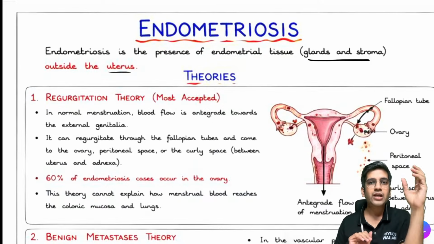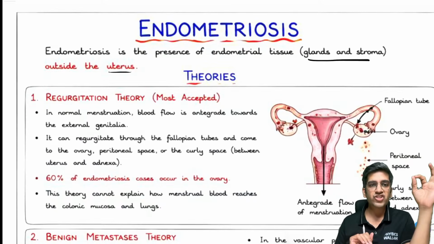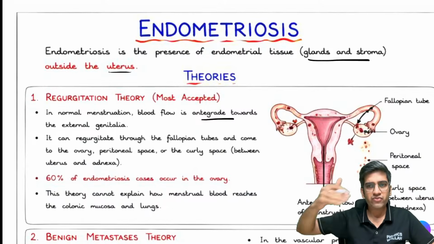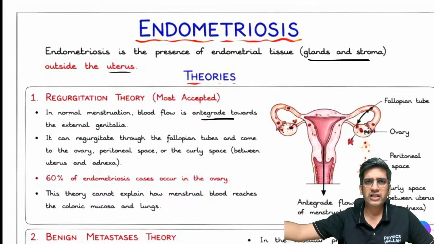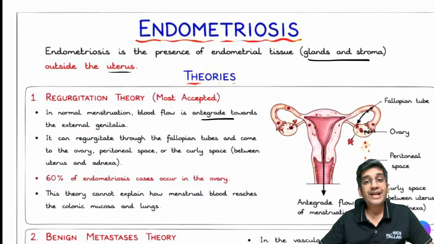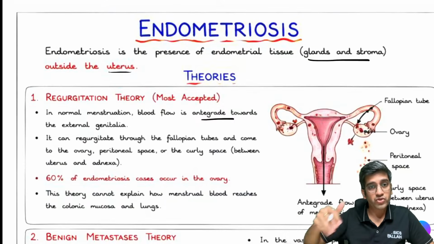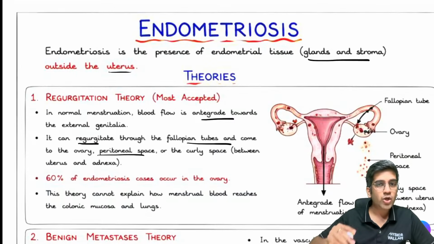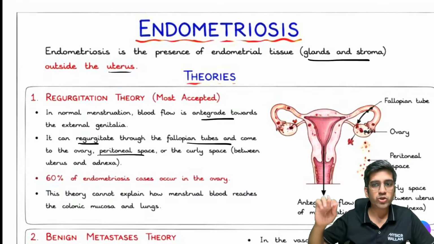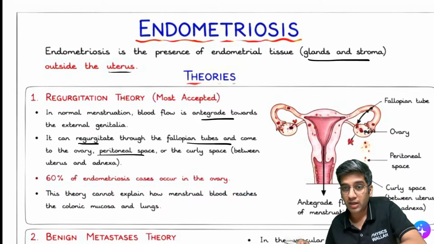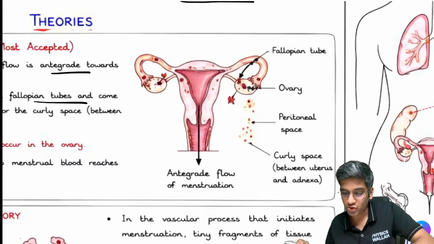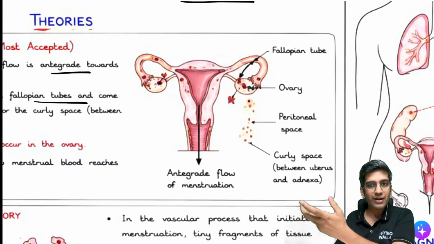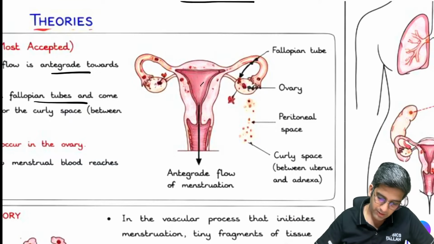The easiest one and the widely accepted one is regurgitation theory or retrograde menstruation. In normal menstruation, the blood flows outside through the external genitalia and is wasted. In retrograde menstruation, whenever the blood flows outside, a little bit of it can regurgitate through the fallopian tube and can go to the ovary, cul-de-sac and all the places. Fine. We call them adenomyosis, right, Deepita? I'm sure you know that. I think endometriosis you related to myometrium, we call them adenomyosis, right? Perfect. So that's how it is.